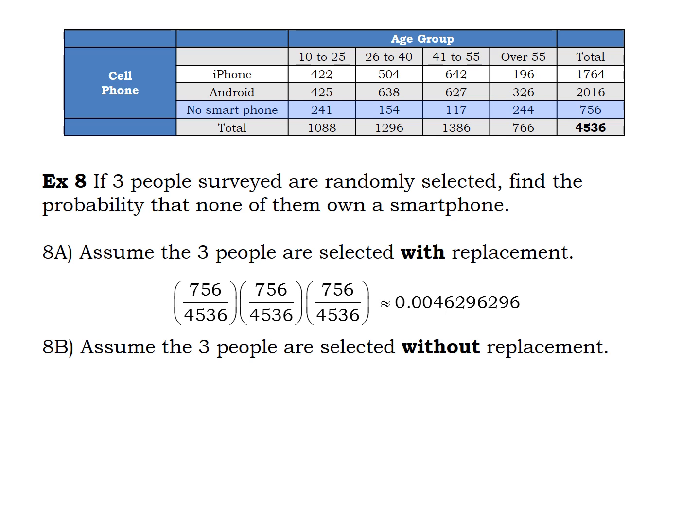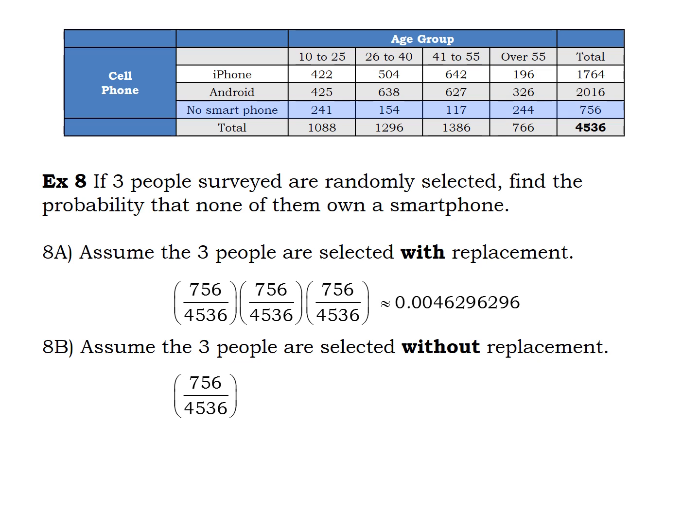Okay, now we're going to tackle this problem assuming the people are selected without replacement. So again, worry about the first one first. When I go to choose the first person, there are 4,536 to choose from, and 756 of those do not own a smartphone. The first probability is the same regardless of whether we're doing with or without replacement. But on the second one is where we get our change.